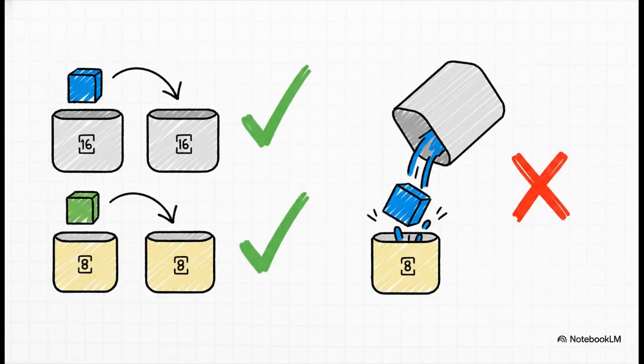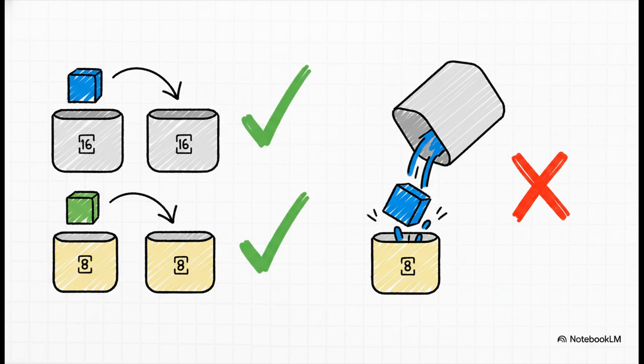Now here's a really important rule you've got to remember. You can't mix and match sizes. When you're moving data between these registers, they have to be the same size. So you can move from a 16-bit register to another 16-bit one, or an 8-bit to an 8-bit, no problem. But you can't try to pour a big 16-bit value into a smaller 8-bit container.